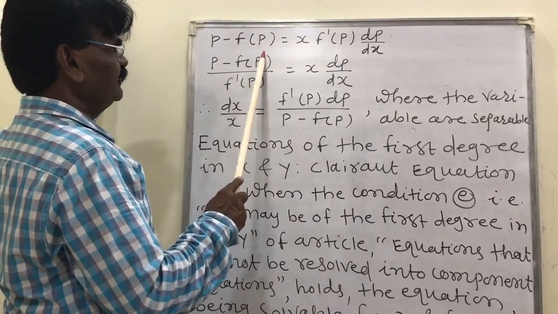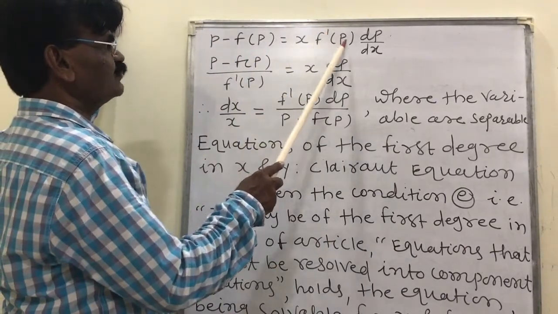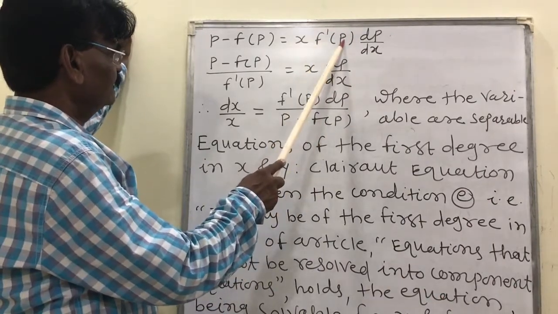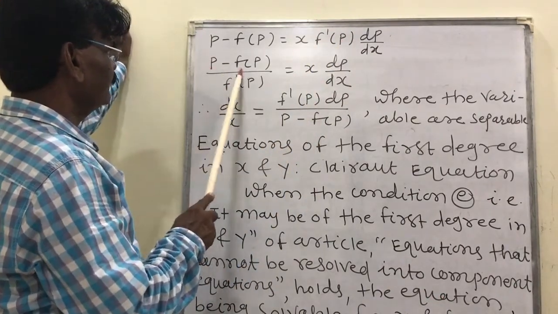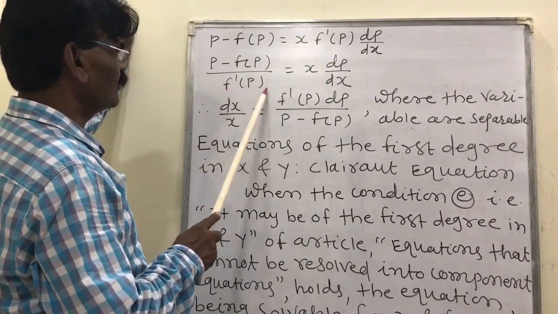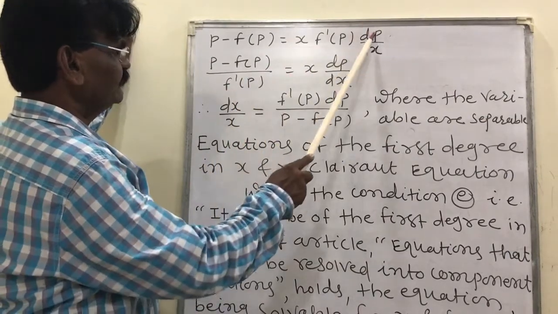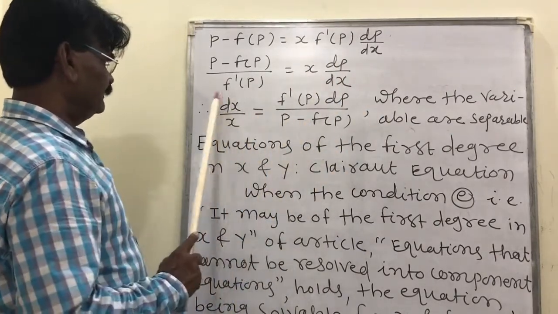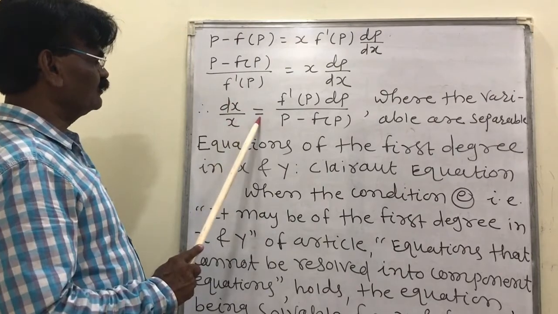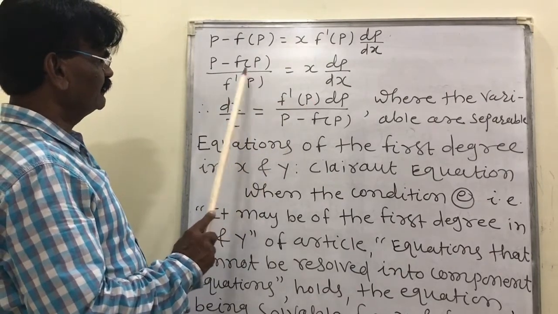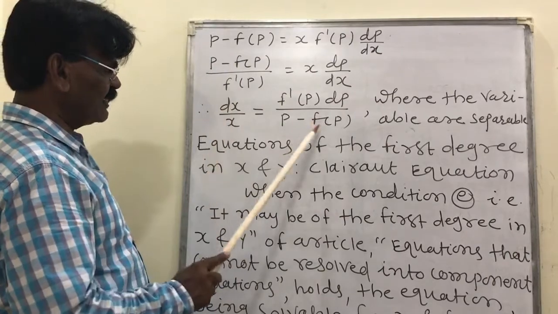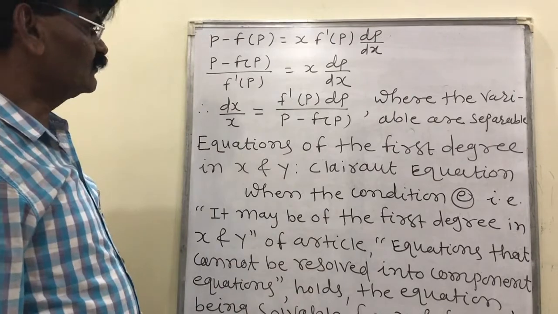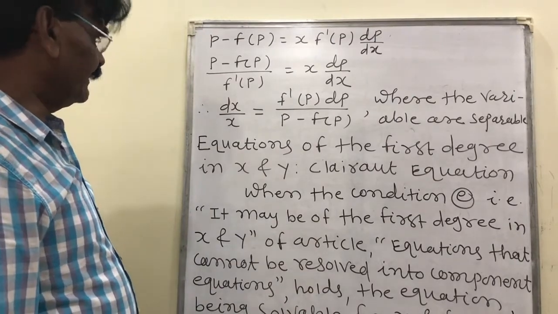p minus f of p is equal to x f dash of p dp by dx. Dividing by f dash of p, we write p minus f of p divided by f dash of p is equal to x dp by dx. Now the variables are separable, hence dx upon x is equal to f dash of p dp divided by p minus f of p, and after that we can easily solve the given examples.